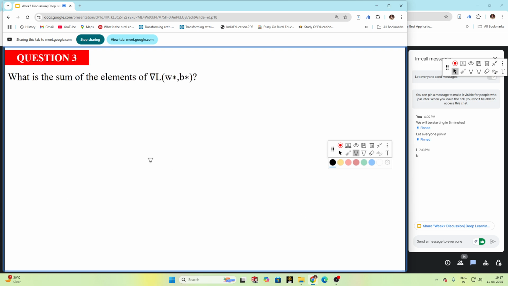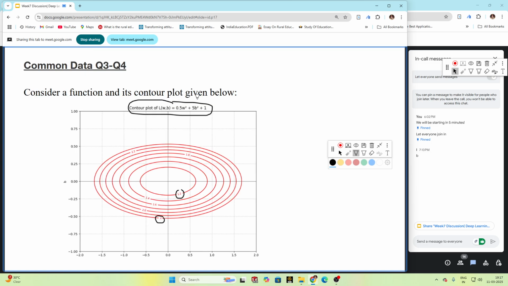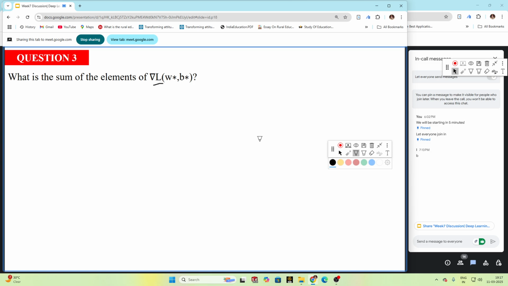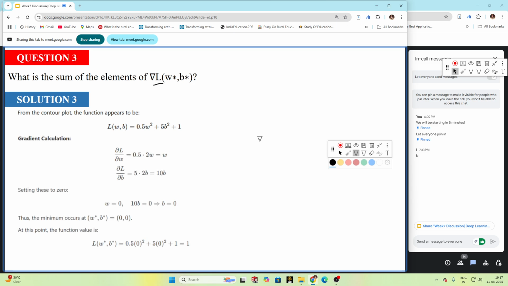Now what has been asked is, what is the sum of elements of del L at w star, b star. So what is this w star, b star? W star, b star is nothing but your optimum value for which the loss is minimum. So how can you calculate this? For this you have to find the optimum value of w and b for which the loss is minimum. We can do this with gradient descent. So let's do the gradient descent.